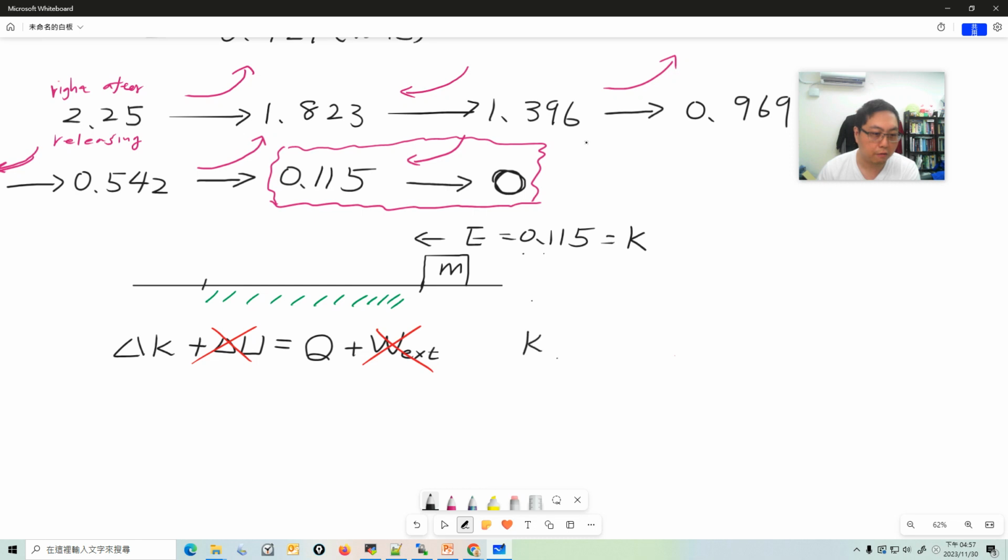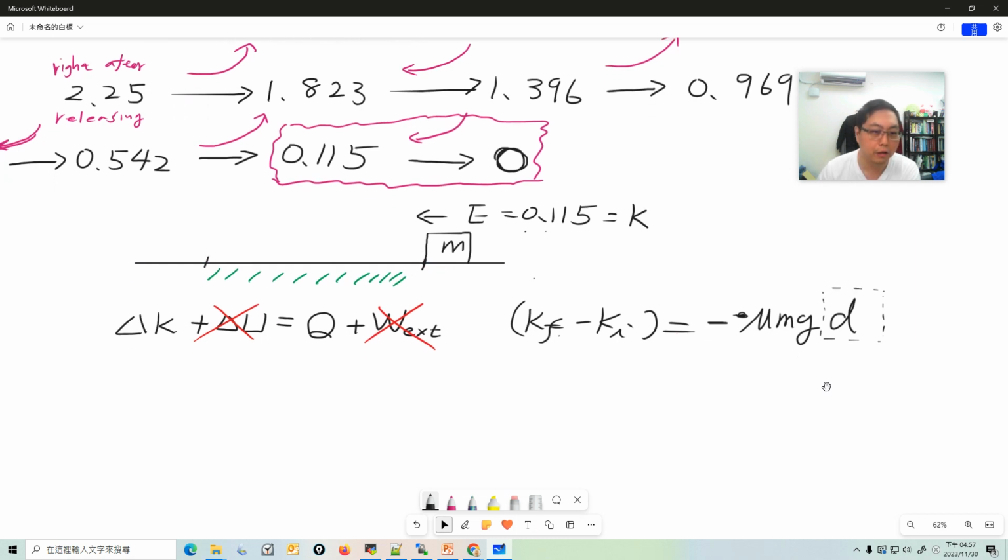So we finally reach the final equation: Kf minus Ki equals minus the friction force times distance. Friction is mu mg, and this term d we don't know. This is what we want to solve, because we want to know what distance it moves, at what position it will stop. So this d is what we are going after.